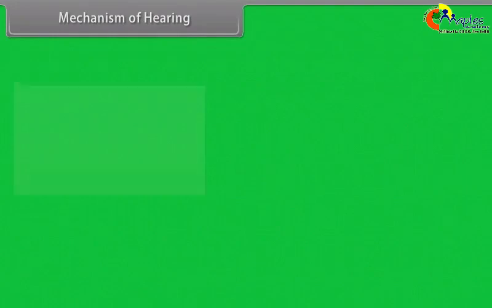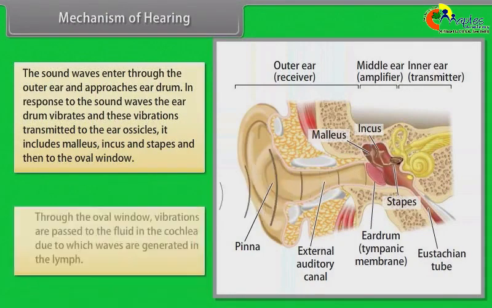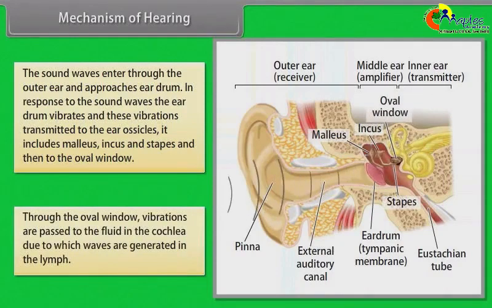Mechanism of hearing. The sound waves enter through the outer ear and approach the eardrum. In response to the sound waves, the eardrum vibrates, and these vibrations are transmitted to the ear ossicles. It includes malleus, incus, and stapes, and then to the oval window. Through the oval window, vibrations are passed to the fluid in the cochlea, due to which waves are generated in the lymph.